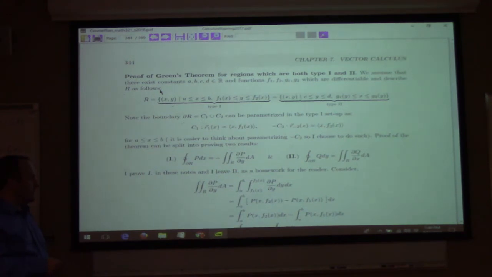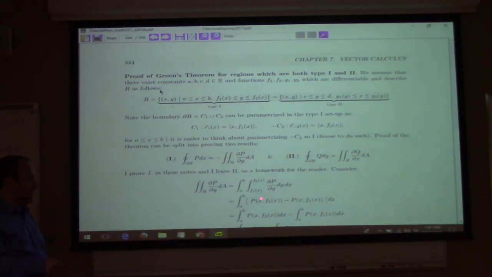So here's the proof. I want to integrate partial p partial y over dA. So I set it up as a type 1 integration. Integral from a to b, integral from f1 of x to f2 of x, of partial p partial y dy. So what is this? Well, this is the integral of a derivative. So by the net change theorem, I just have p of the upper bound, which is f2 of x, minus p of the lower bound, which is f1 of x. And we're holding x fixed, right? So x just rides along.